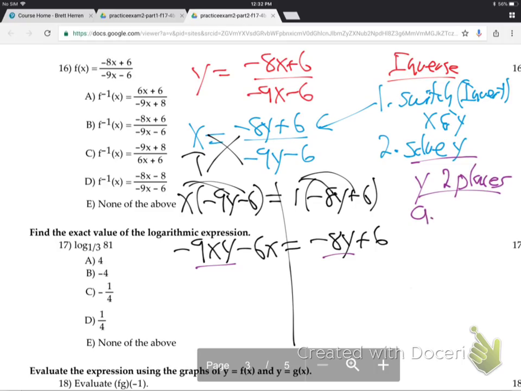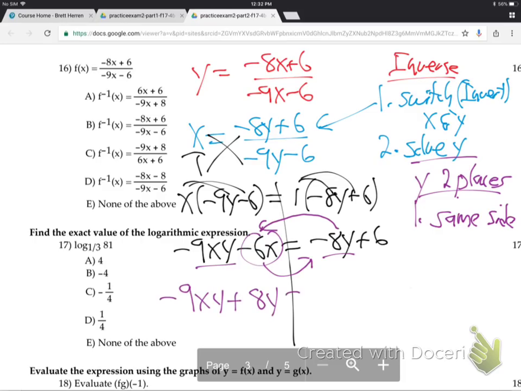You have to, step 1, get the y's on the same side. It doesn't matter really which side. So maybe I'll just jump this guy this way and take this guy and go that way. Whatever, either way. So you get minus 9xy plus 8y and plus 6x plus 6. Everybody see what I did there? When things jump to the other side, you know their signs change.